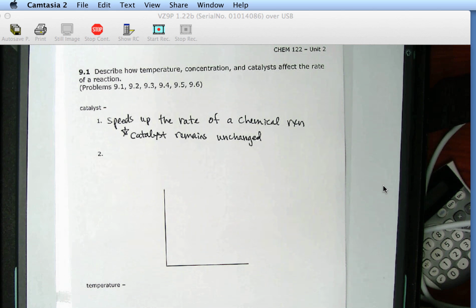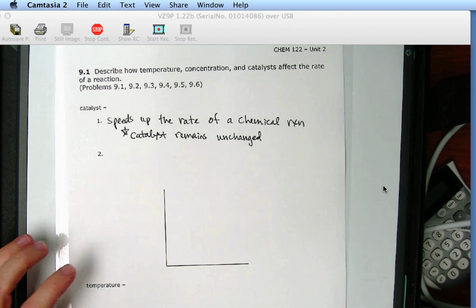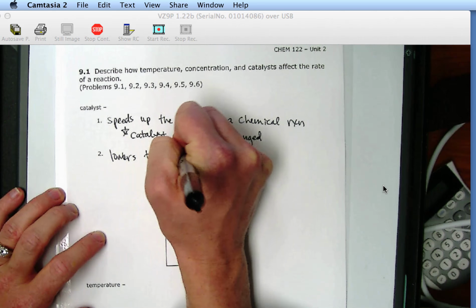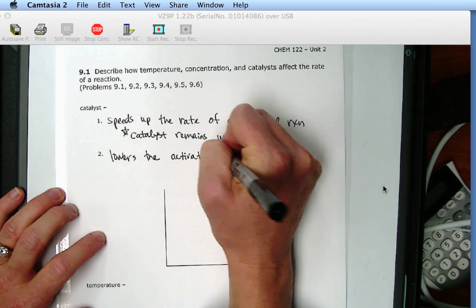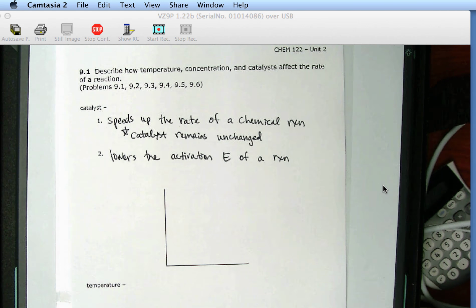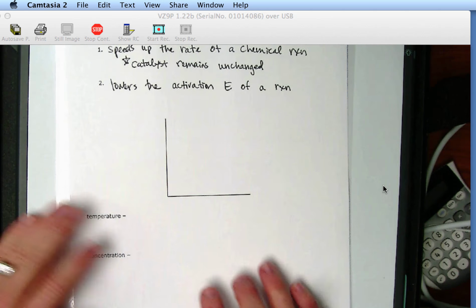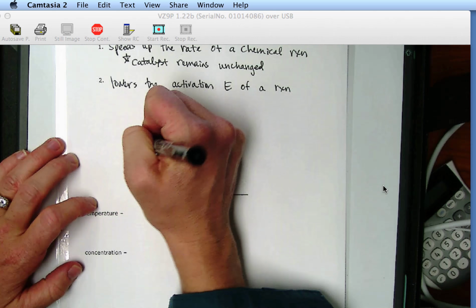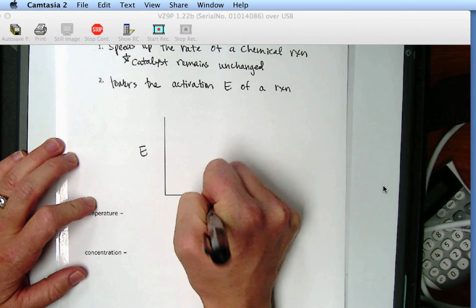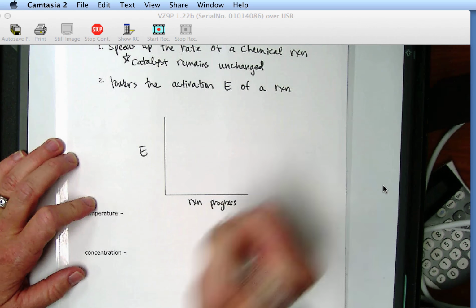The second definition of a catalyst, and this helps you with those energy diagrams, is it lowers the activation energy of a reaction. All right, so we're going to have E on the y-axis, reaction progress on the x-axis.